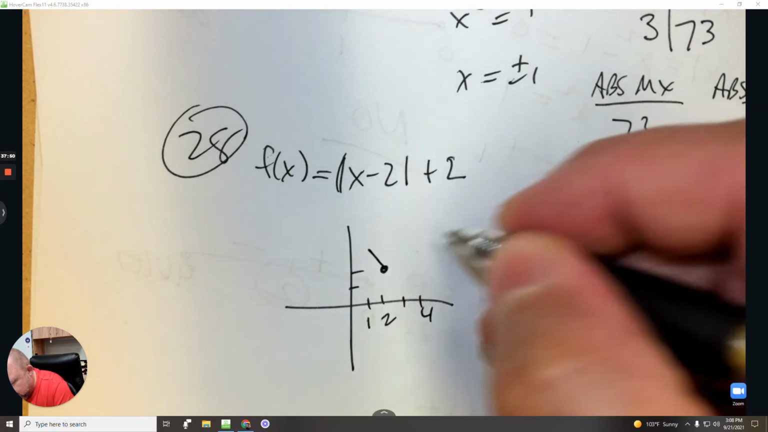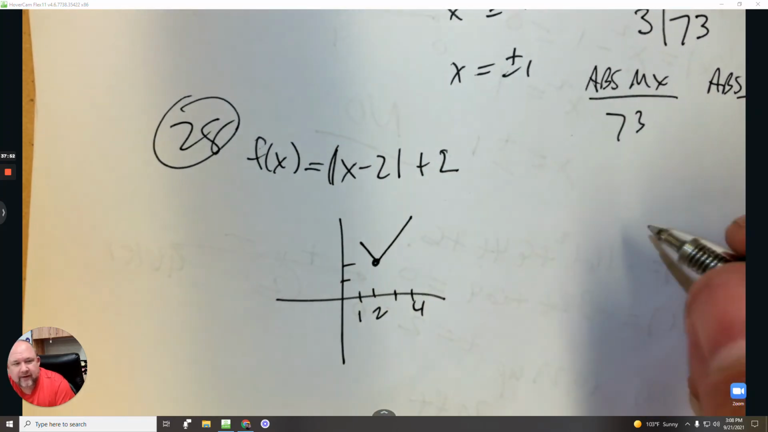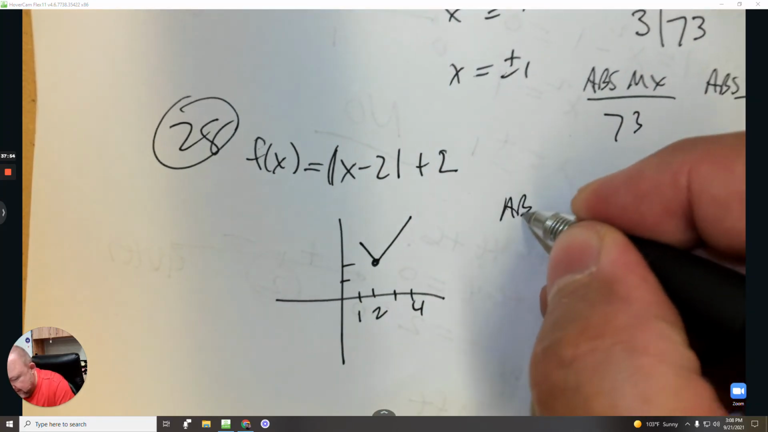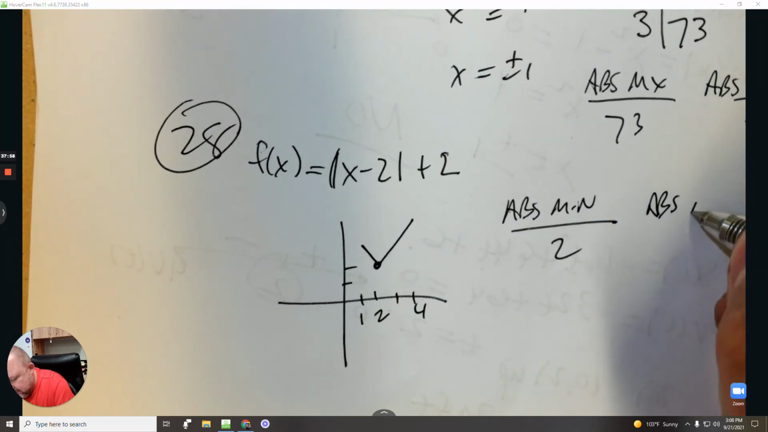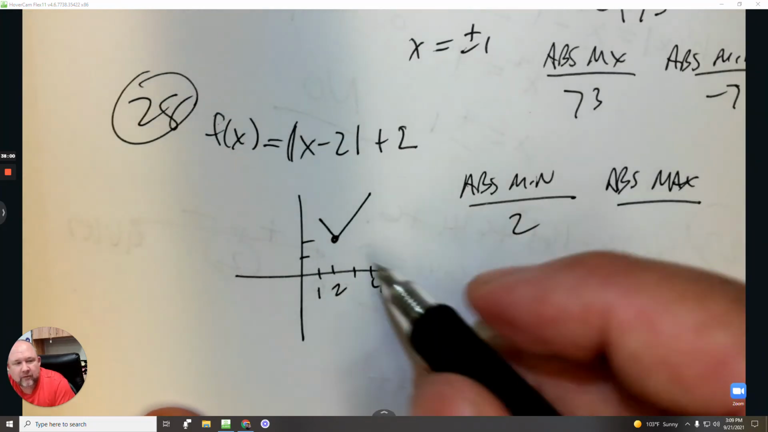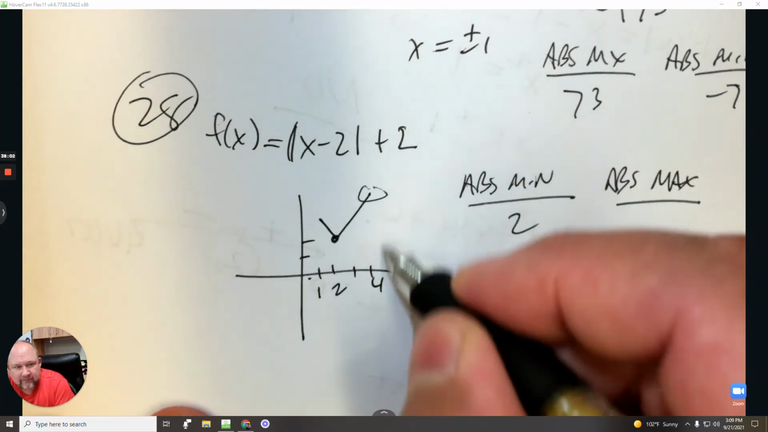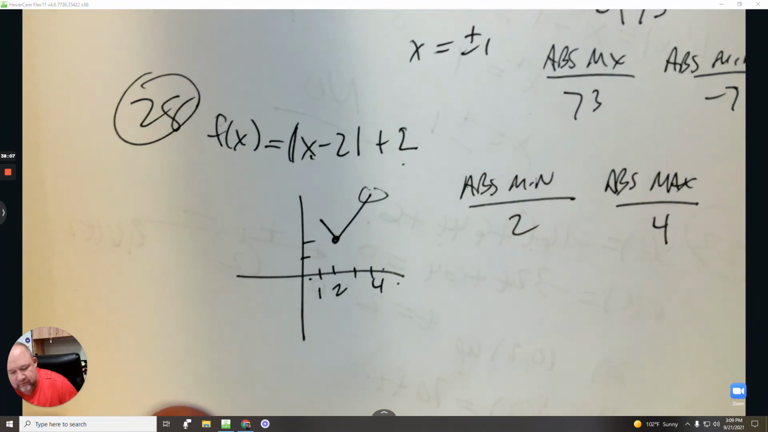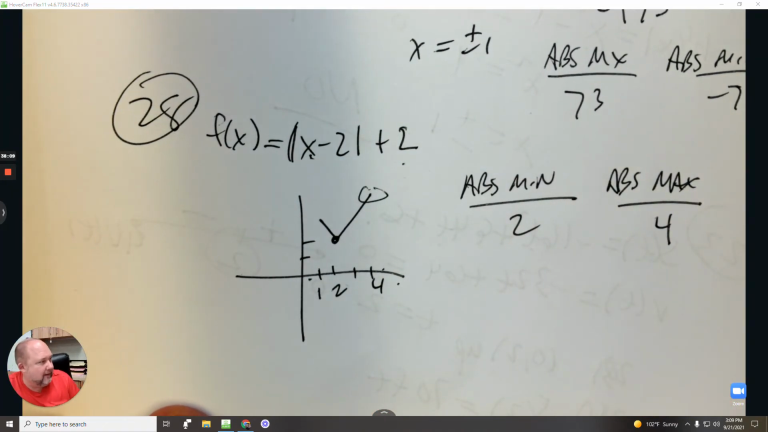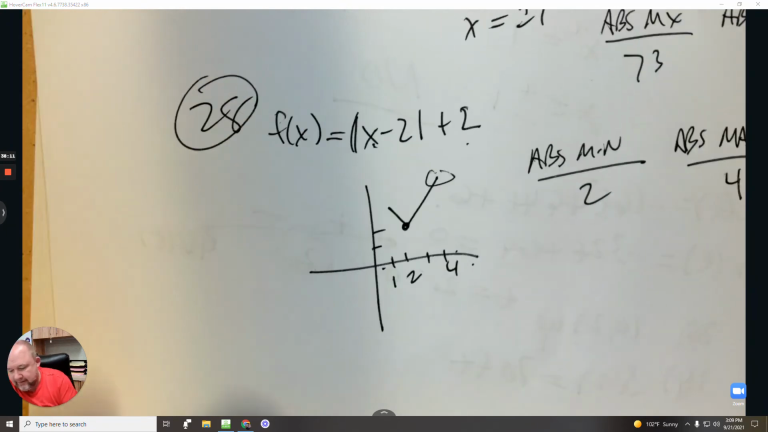So you have 1 to 4, and think, where's the minimum? So the absolute minimum is the y value there, which is 2. The absolute max, well, it's going to be one of the endpoint values. This is going to give more of a maximum. So if I plug 4 in here, I get 2 plus 2, which is 4. So there's the minimum, and there's the maximum. 29.